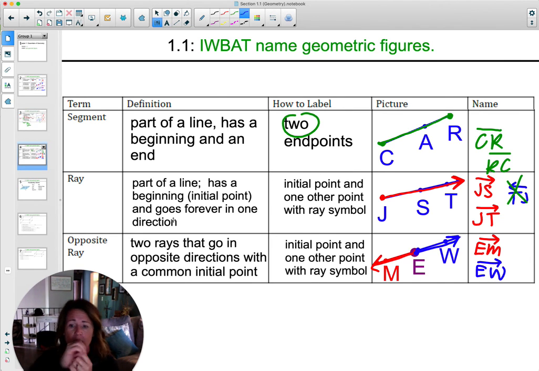forever, goes in opposite directions and makes a straight line. So that is your vocab for section 1. I'm also going to make a video of examples dealing with this vocab as well.